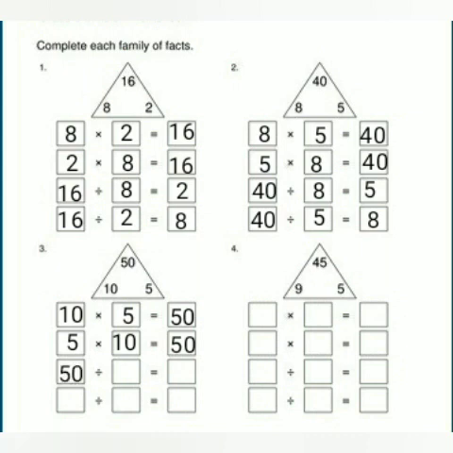50 divided by 5 equals 10. So 50 divided by 10 equals 5. Our next number family, 45, 9 and 5.